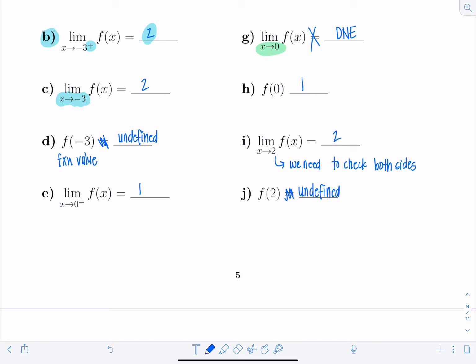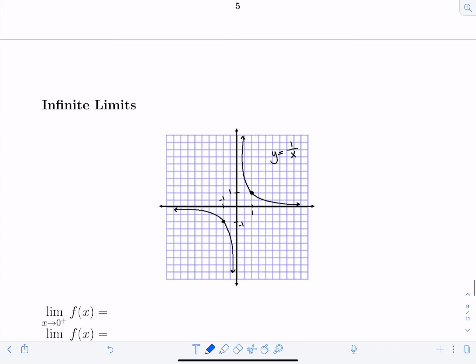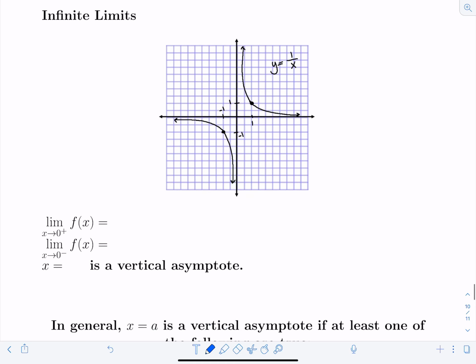Now, we're going to move our discussion into infinite limits because we know not always do our graphs tend towards finite values. So here we're looking at the graph of hopefully a very familiar function, y equals 1 over x, and we know that this function has a vertical asymptote where x is equal to 0. You probably remember that from pre-calculus.